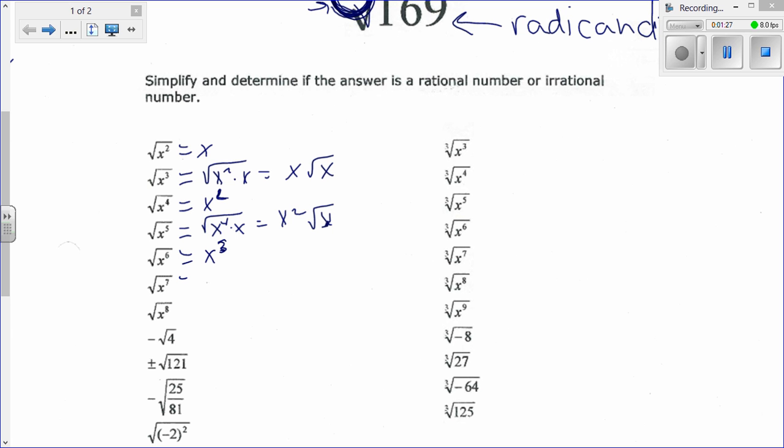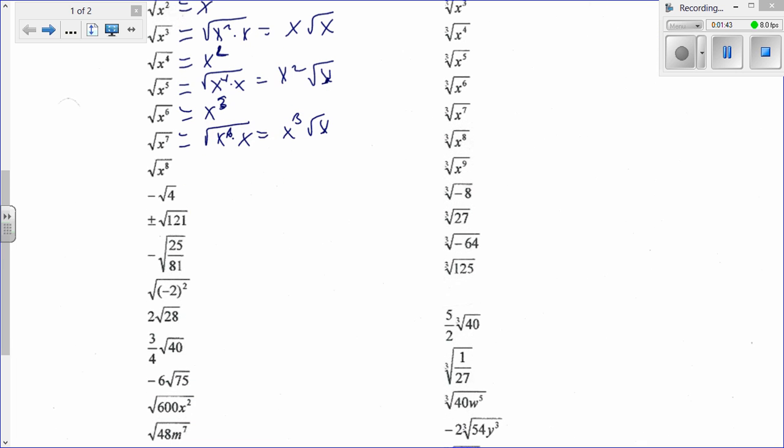The square root of x to the sixth is x cubed. The square root of x to the seventh is like taking the square root of x to the sixth times x. So it's x cubed radical x. And finally, the square root of x to the eighth is x to the fourth. Right, now we're going to start to get into some numbers.